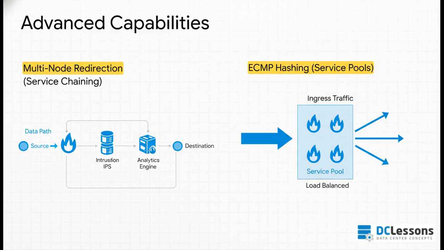PBR opens the door to even more advanced setups. For example, you can do multi-node redirection. You might know it as service chaining, to send traffic through, say, a firewall first, then an IPS, then maybe an analytics engine. Or you could use something called ECMP hashing to load balance your traffic across a whole pool of firewalls, which lets you build these massively scalable and resilient security zones.